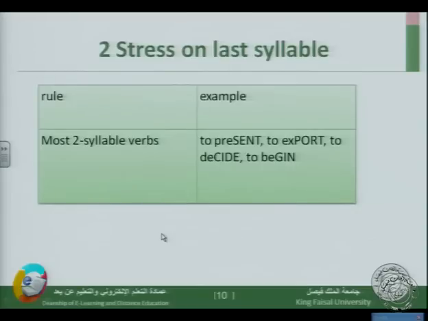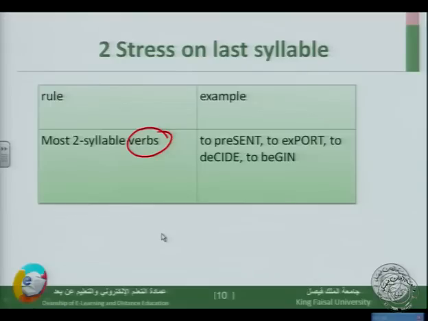The second rule: stress on the last syllable. Most two-syllable verbs have stress on the last syllable. Now we're talking about verbs. In the previous slide, we talked about adjectives and nouns, but for now we're talking about verbs. Most two-syllable verbs, you need to stress the second syllable, like the word present.